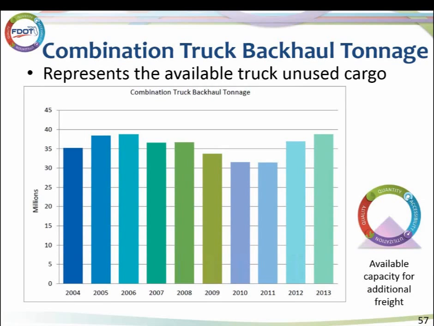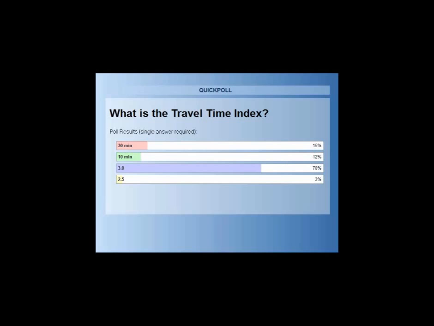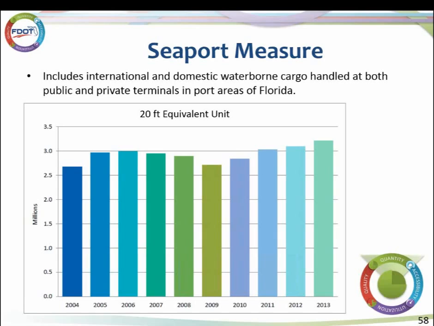Combination truck backhaul tonnage. This measure is produced by assessing the amount of empty trucks on Florida's roads. The figure represents available highway cargo capacity and is appealing to shippers who may utilize Florida's ports into the future. Most seaport measures primarily account for quantity. The 20-foot equivalent units, also known as TEUs, reported here, are accounted for at each individual seaport. The numbers are then aggregated annually for statewide reporting on TEU activity at all of Florida's ports.